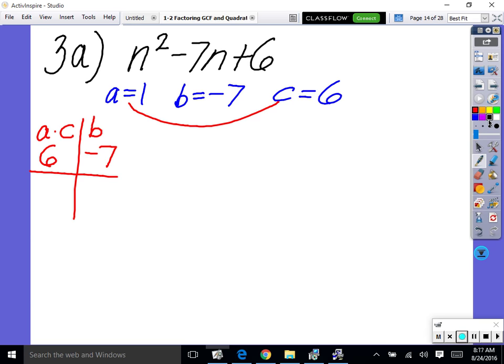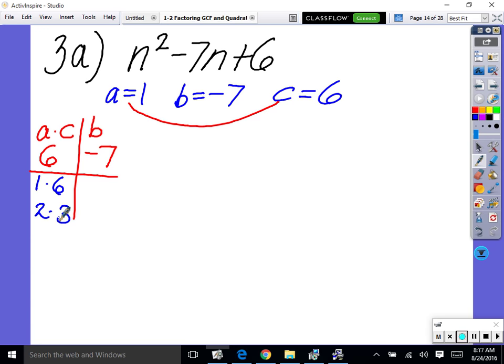So now we're going to list out factors of 6. Factors mean what multiply to be 6. Let's list them all out. 1 times 6 and 2 times 3, correct? Are those the factors that multiply to be 6? Okay, sweet. Now, if this is factorable, one of those could add up to be -7.